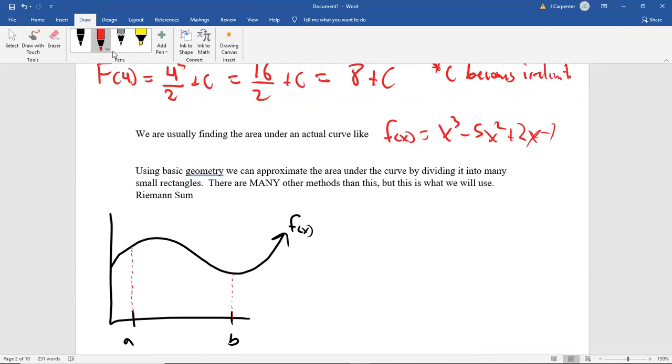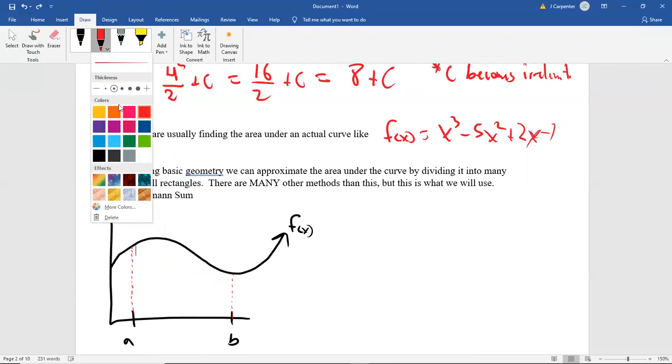So I'm going to show the area we're trying to find, but then I'm going to erase these diagonal lines. And I drew that too far. This is showing the area we're trying to find, but we're going to approximate it. We can't find this exact answer using these little rectangles with a Riemann sum.